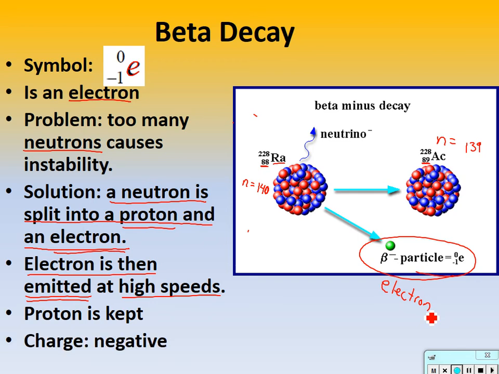What's the charge of a beta particle, if it's an electron? Negative. It's minus 1 charge. What's the charge of an alpha? That was positive. Yeah, plus 2.